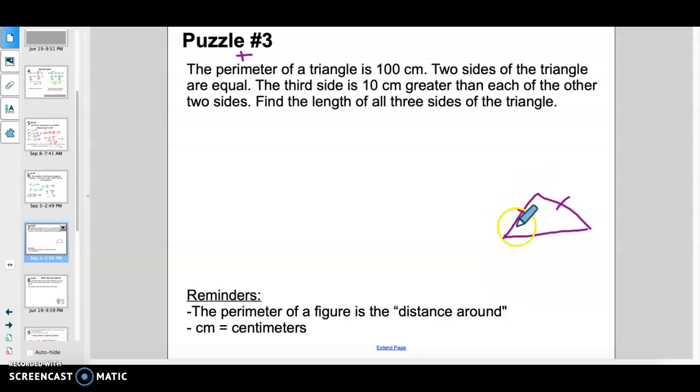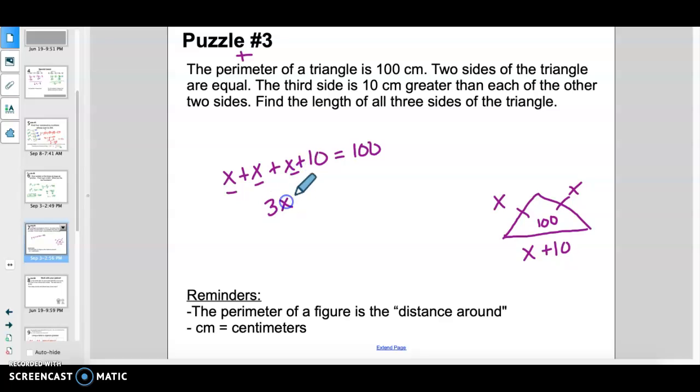It says find the length of all three sides of the triangle. So we know two sides are equal, so I'm going to say that those two unknowns are x. So x, both sides are x. And then the third side is 10 centimeters greater than these sides, so we're going to take that x and add 10 to it. And then all of that should add up to be 100. So we're going to take our x plus x plus x plus 10 and set that equal to 100. So we've got 3 x's, so 3x plus 10 equals 100.